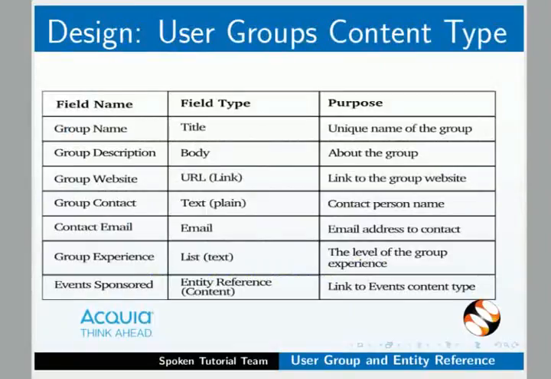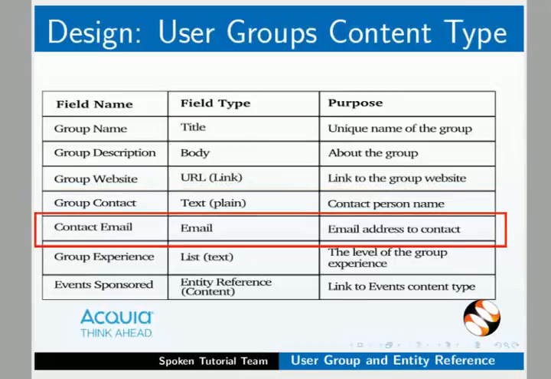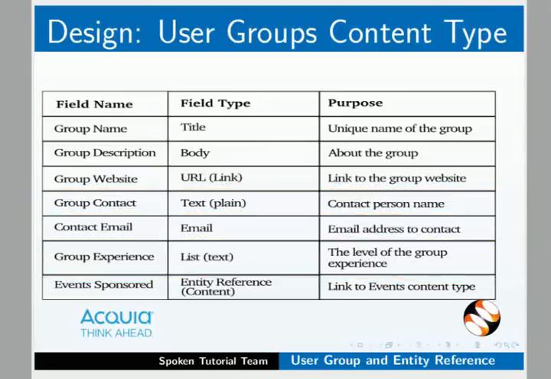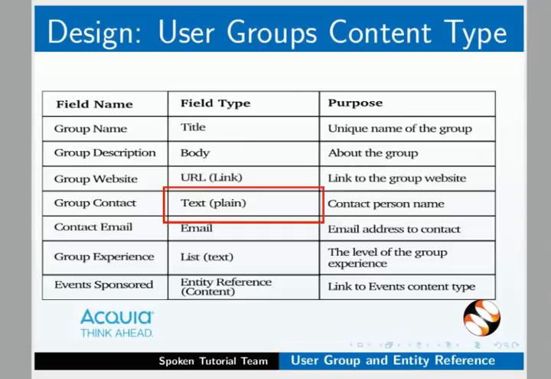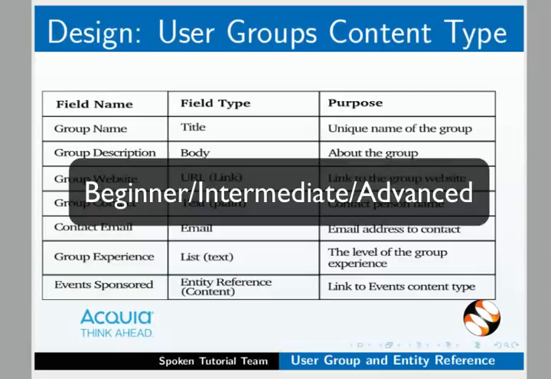Let us first design the user groups on a paper. A group can have a website, a contact person, their email, and their experience level. Drupal has default fields for URL and email, so we have chosen these field types. A person's name can be captured by a name field, but we will use text plain for now. User experience levels can be one of beginner, intermediate, or advanced.